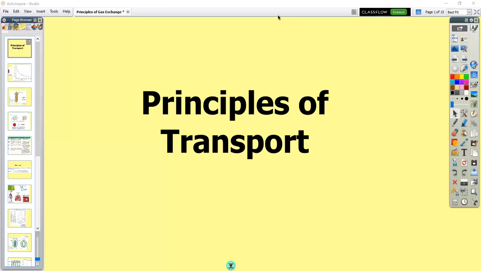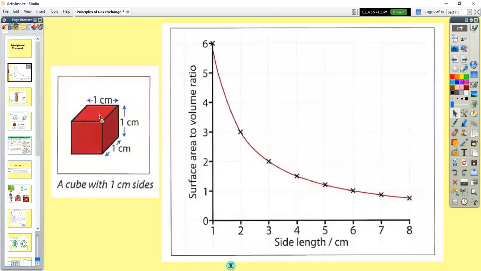Okay, so the first bit of this, they talk about the link between surface area and the volume ratio. So here you can see if we take an organism which is 1 centimeter by 1 centimeter by 1 centimeter, it would have a surface area of 6 centimeters squared. So you've got 1 by 1 is 1 centimeter squared, you've got 6 sides. Its volume is 1 by 1 by 1, which equals 1 centimeter cubed. So that would give it a surface area to volume ratio of 6 to 1, or a surface area to volume ratio of 6.